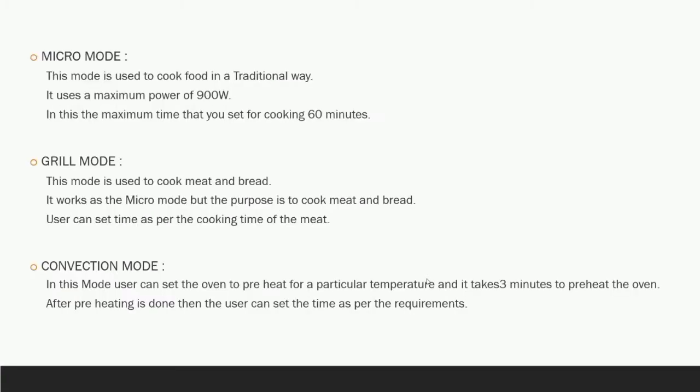Micro mode. This mode is used to cook food in the traditional way. It uses a maximum power of 900 watts. In this mode, the maximum time that you can set for cooking is 60 minutes.